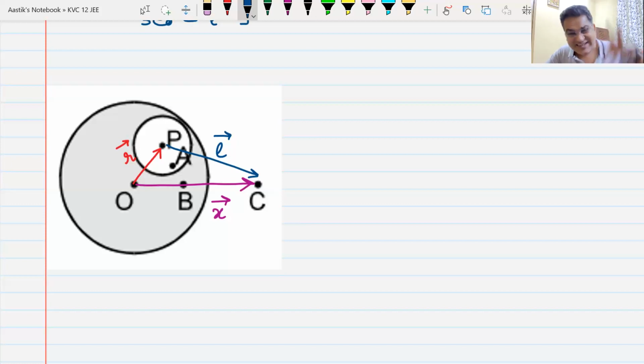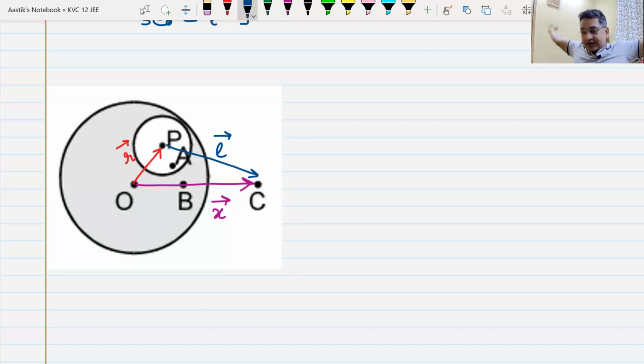One R is the radius of the bigger one, one R is the radius of the smaller one. They cannot be same. Do we understand this? Rho by 3 epsilon naught into capital R cube by X cube X vector minus small r cube by L cube, L vector.